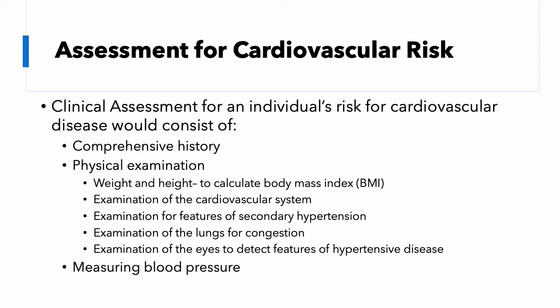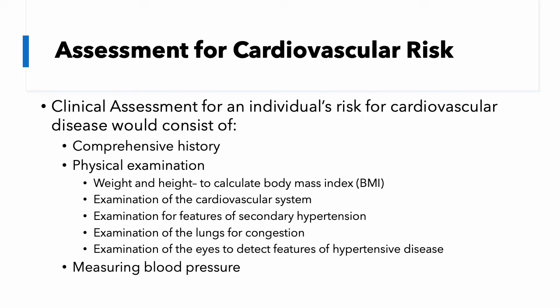Clinical assessment for an individual's risk for cardiovascular disease would consist of things such as a comprehensive history, physical examination, and specific things that would be done on physical examination include a weight and height to calculate one's body mass index, which can place one into either an underweight category, normal weight, overweight, and different types of obesity. And as we know, obesity is a risk factor for developing cardiovascular diseases.